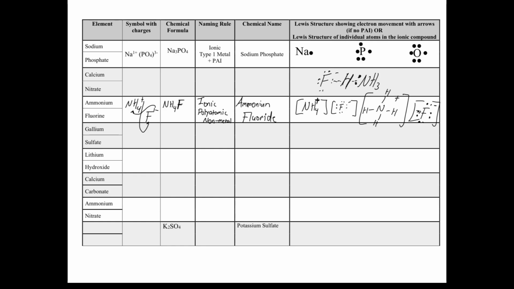That is our structure, and all the charges and the name and the type of naming rule and all that stuff we've done right there. We're good. Let's look at one more.